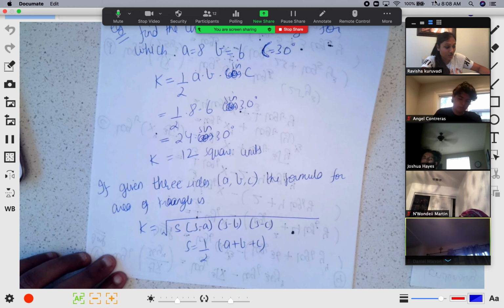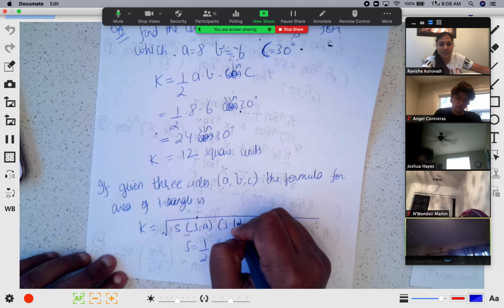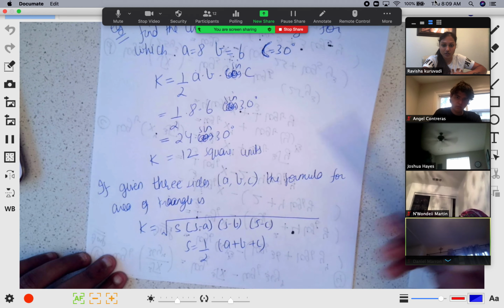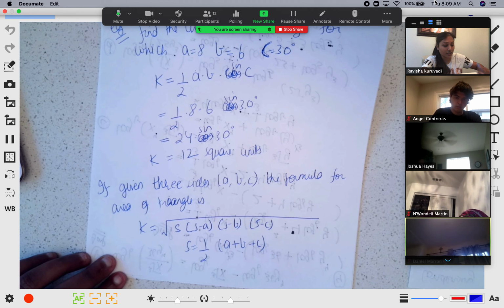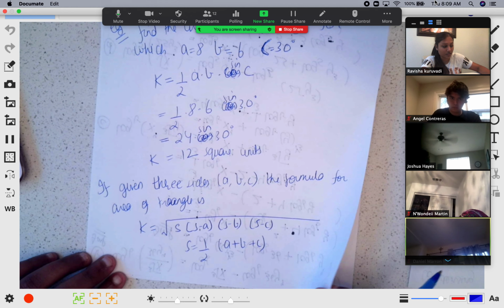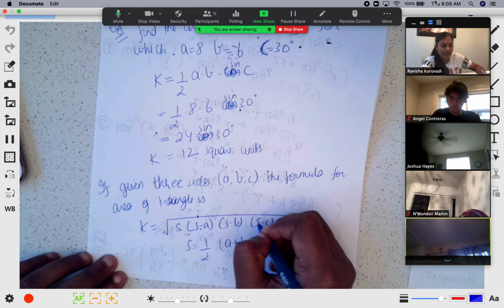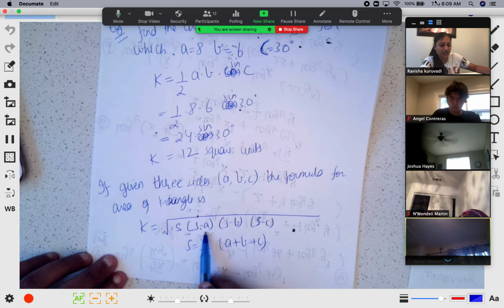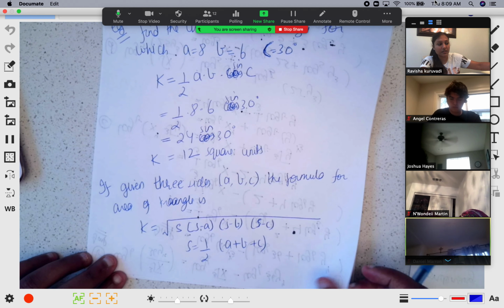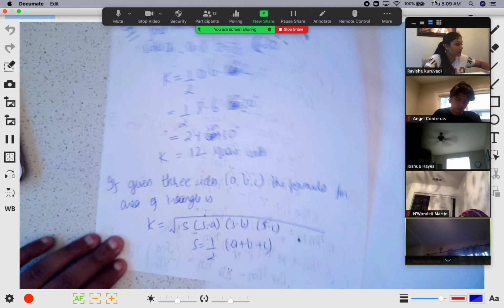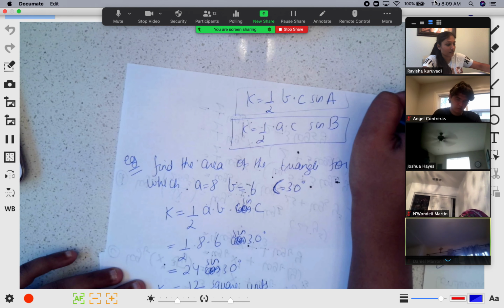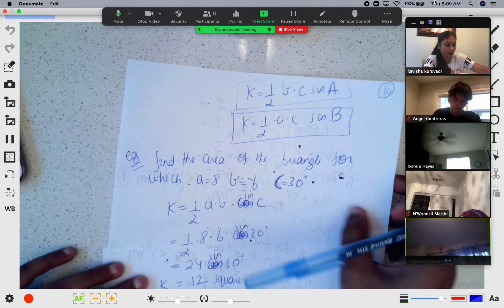So if you are given an angle and two sides, you can use the previous formulas for area. But in case it is not given, and you have three sides given, you will use this formula. It is the square root of S times S minus A, S minus B, S minus C, and S is half of A plus B plus C. Okay, let's do a problem on this.